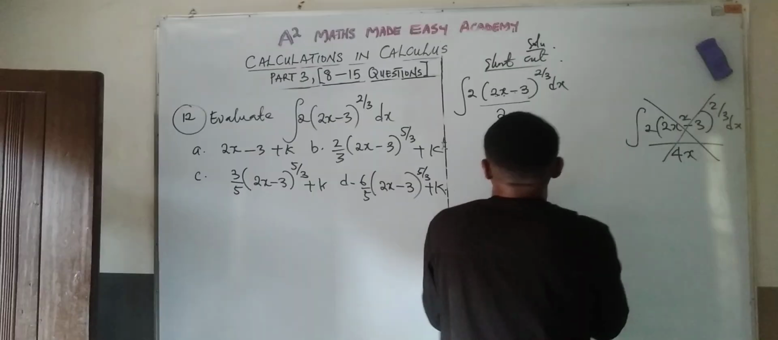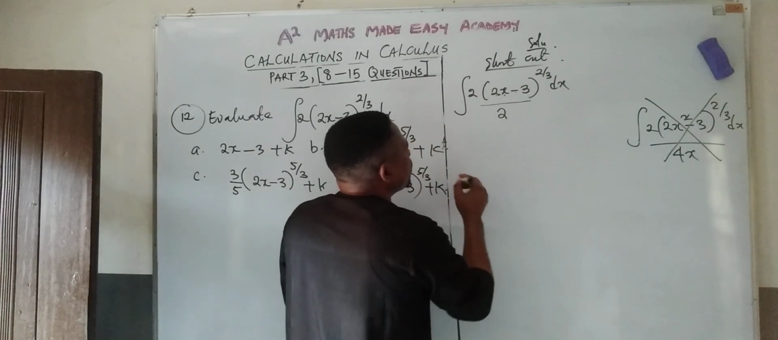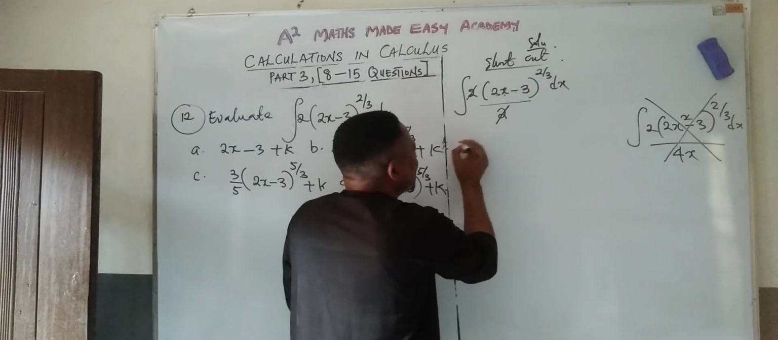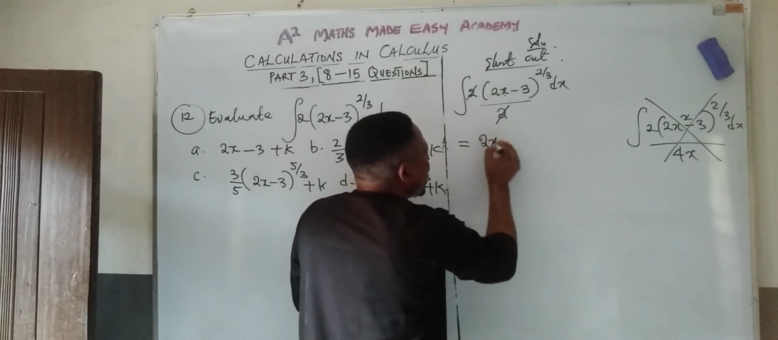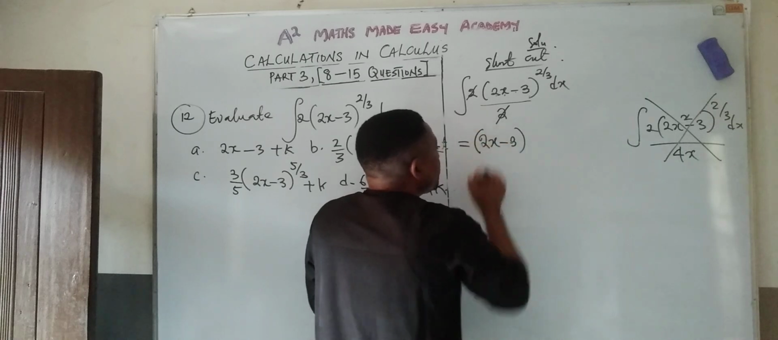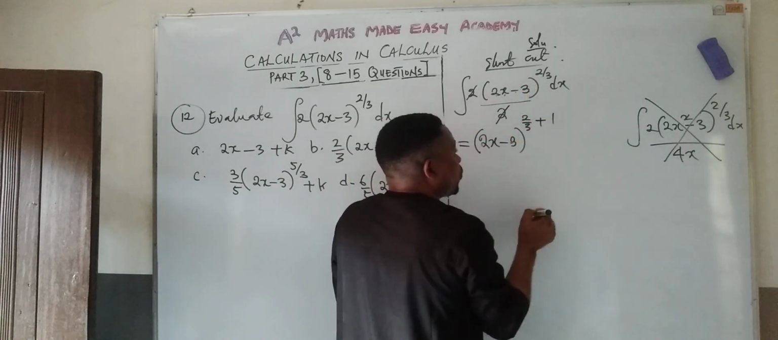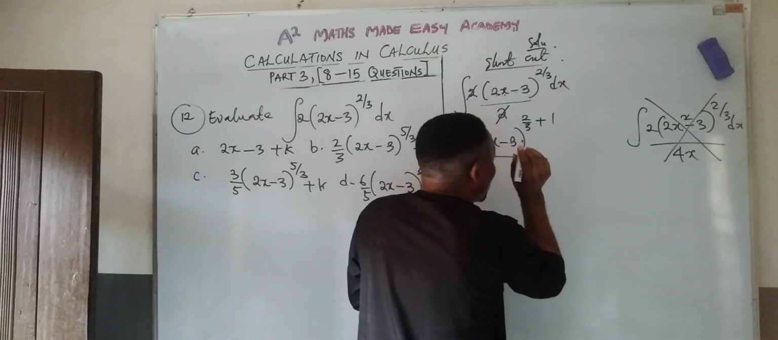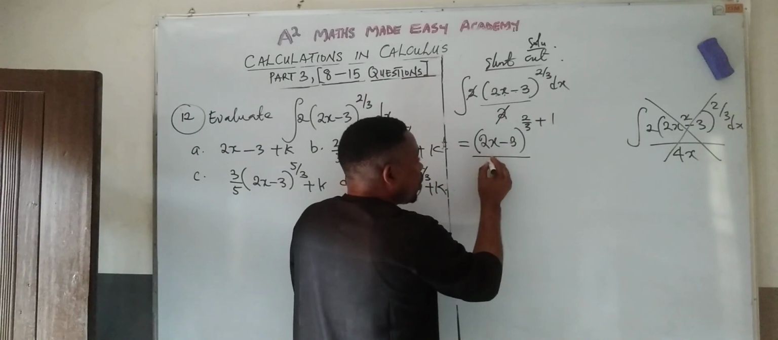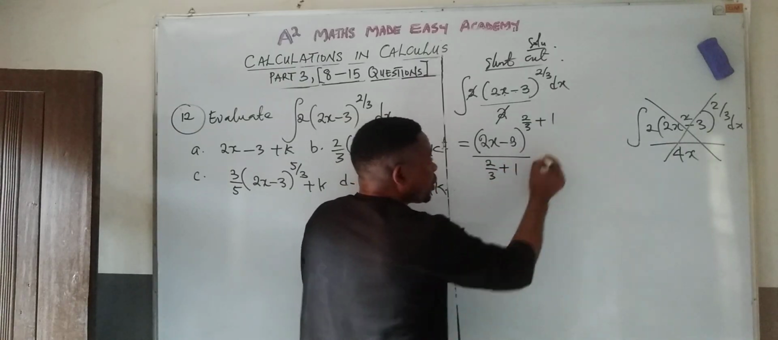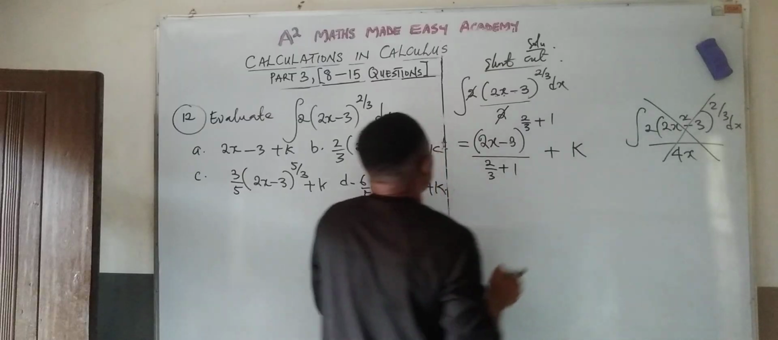Then let's continue. What do we do? It is very simple. Can you see that this 2 here has cancelled this 2 here? So what do you think is remaining? Bring it back. 2x minus 3. Close the bracket. What is the integration? 2 over 3, right? Add plus 1. Remember we introduced over, right? Bring it down to the denominator. I will now say 2 over 3, then 3 plus 1. Finally put plus K or plus C.